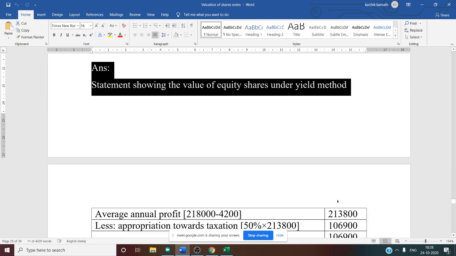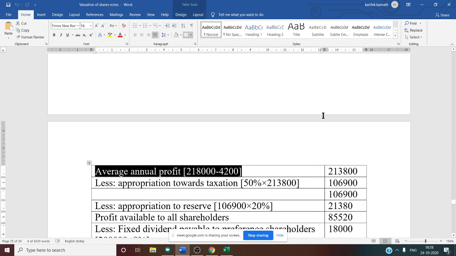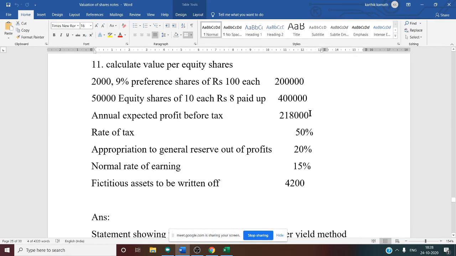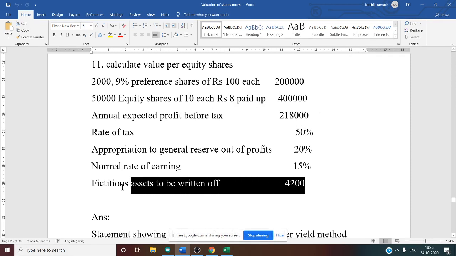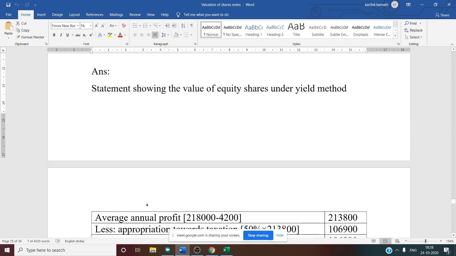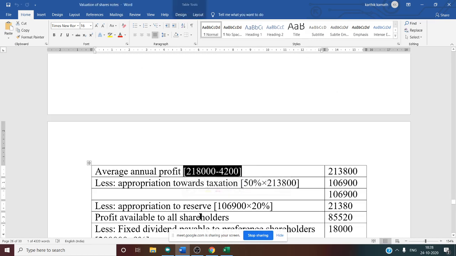Now first, average annual profit, whatever is given in the problem. See, this average annual profit is 2,18,000. From this you need to deduct the fictitious asset to be written off. So 2,18,000 minus fictitious asset 4,200. Now the remaining profit is 2,13,800.